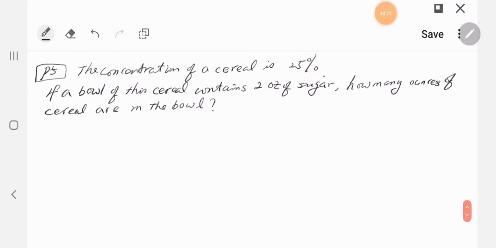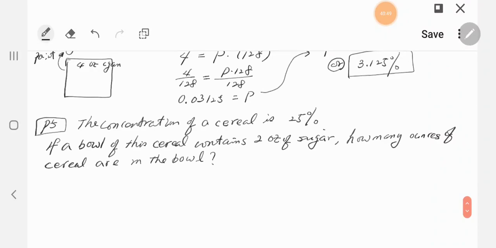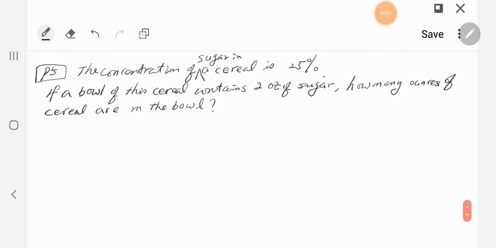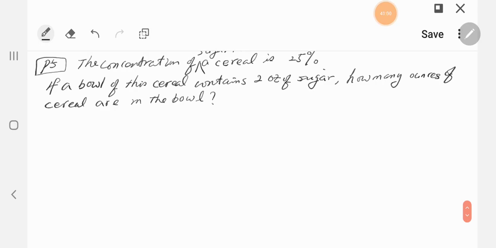Okay, problem number 5. Read this. The concentration of sugar in a cereal is 25%. So a bowl of cereal contains 2 ounces of sugar.